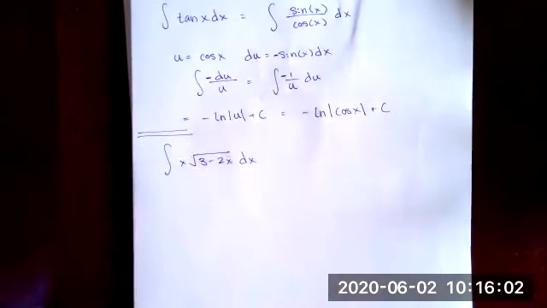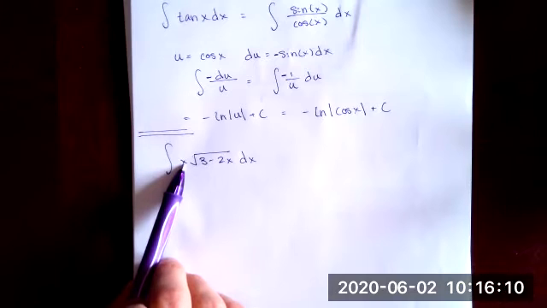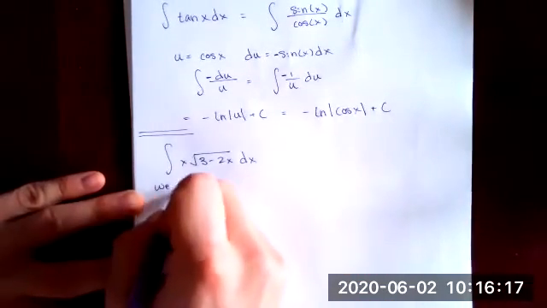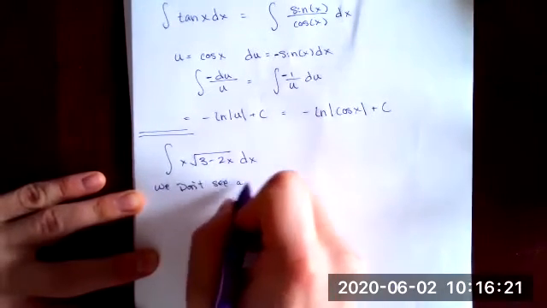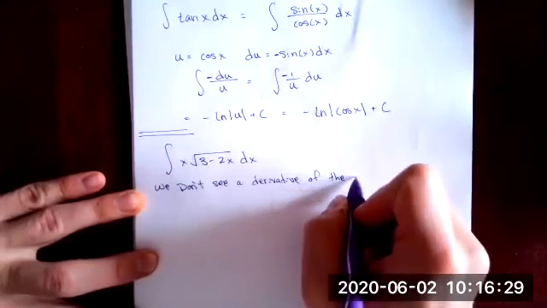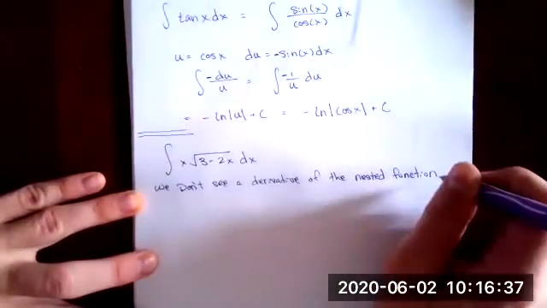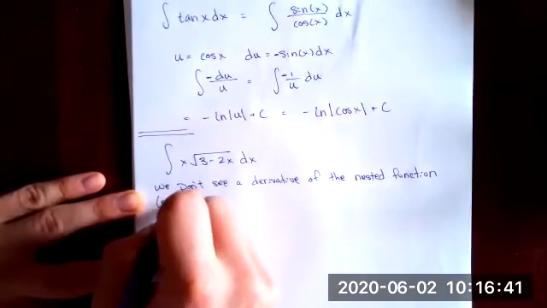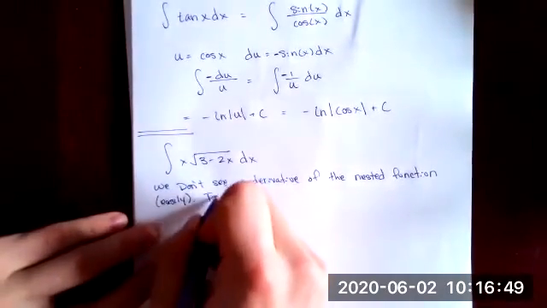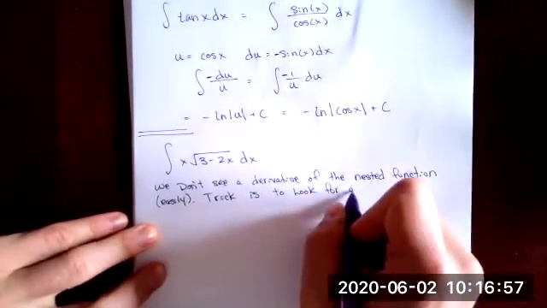If this were x squared, then it would kind of work out that this is my nested function and that is the derivative. So it's a little strange because we don't see a derivative of the nested function easily, at least. So what's going to happen? The trick is to look for a linear substitution.